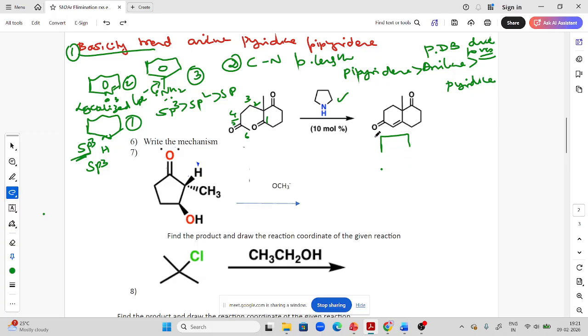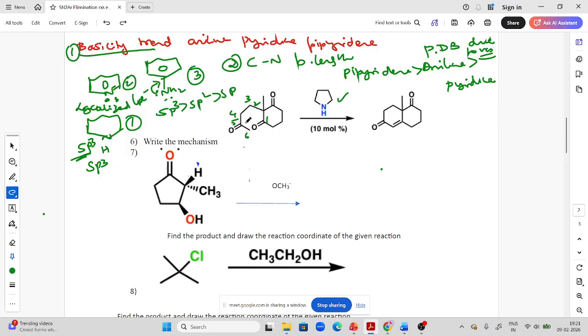Okay, so what would it do? You mentioned it's a base. Yes, it has a lone pair. Now what should it do? It must remove the most acidic hydrogen, ma'am. Correct. So remove the most acidic hydrogen here.